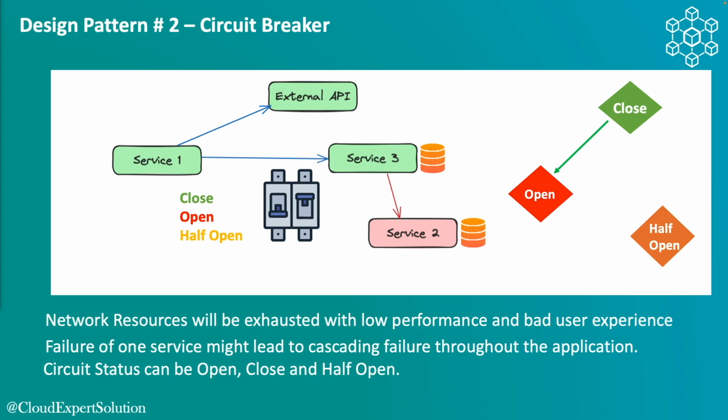After some time, we can make it half open. We can check with a subset of the requests whether service 3 is back or service 2 is responding. If we see that service 3 is available and responding properly, then from half open we can move to the closed state. But if service 3 is still not responding and still giving errors, maybe we can go back from half open to the open state.